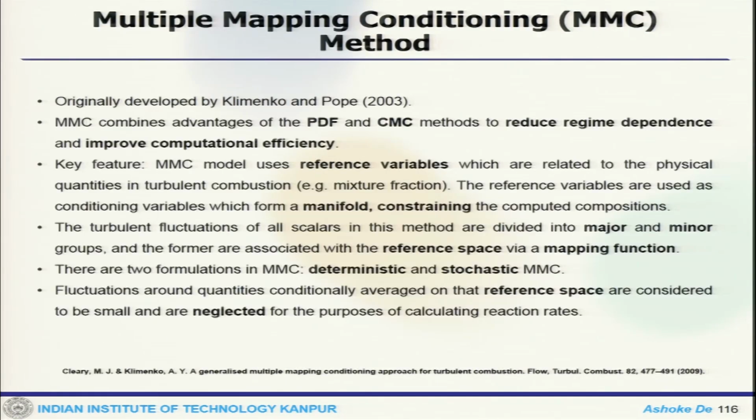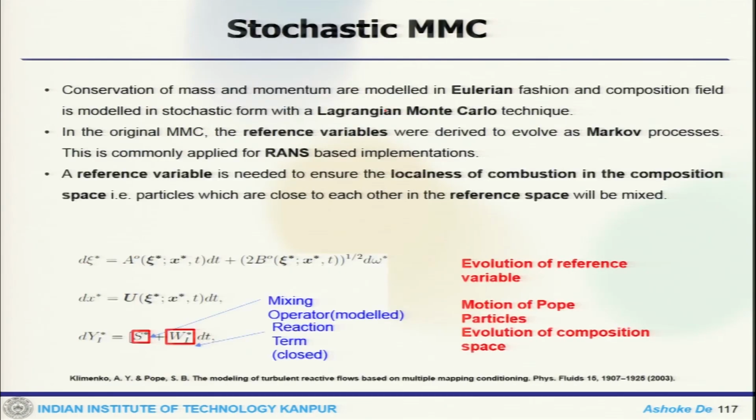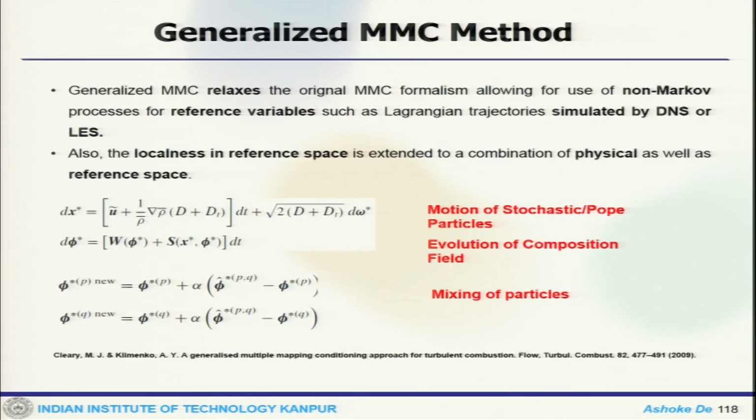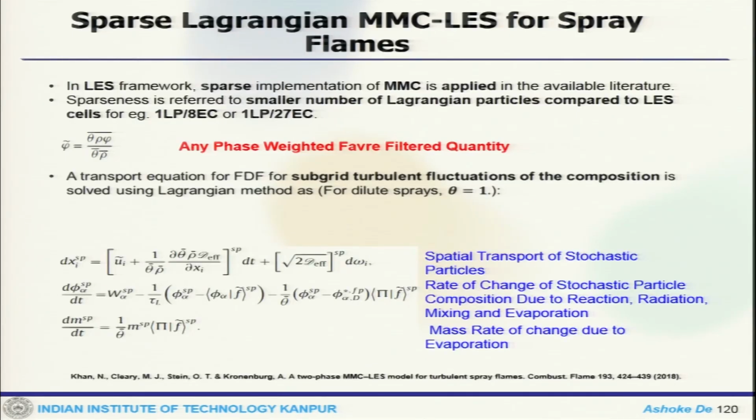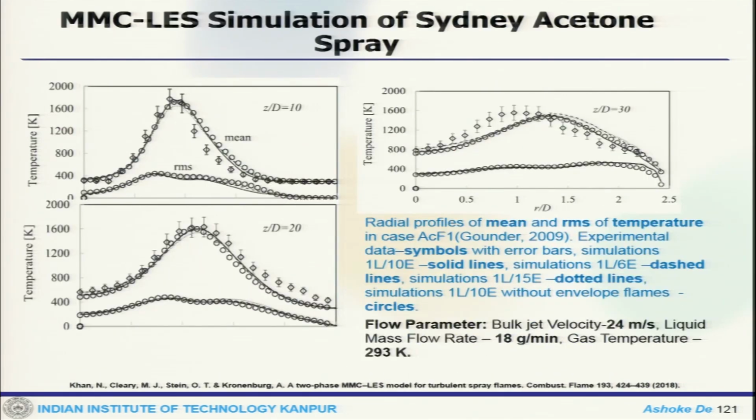Now there is another approach which of late has got more attention, the multiple mapping closure. This combines the advantages of the transported PDF approach and the CMC. Combining these, one can have stochastic MMC or deterministic MMC, and one can look at this recent article for the details of these things, and these are the equation systems. Essentially, you solve in the particle phase and the gas phase mixed with the gas phase, and these are some of the calculations you can see using this advanced MMC structure.